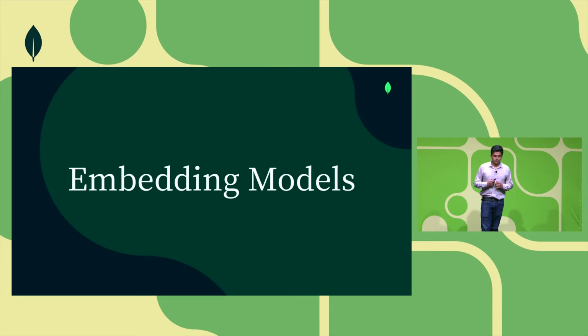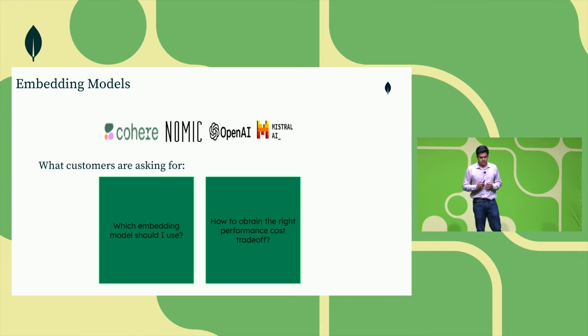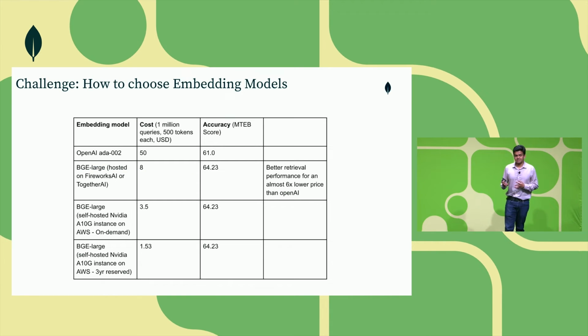So with that, we go to the embedding models. For embedding models, there are a bunch of providers, and the big questions are how do I use my embedding model, and how to obtain the right price, performance, and cost trade-off. So let me offer you a case study of how you go from building something with OpenAI. We're using the previous version, which is Ada 2. They have a bunch of these versions. In the embedding realm, for every 1 million queries with 500 tokens, the cost is $50.